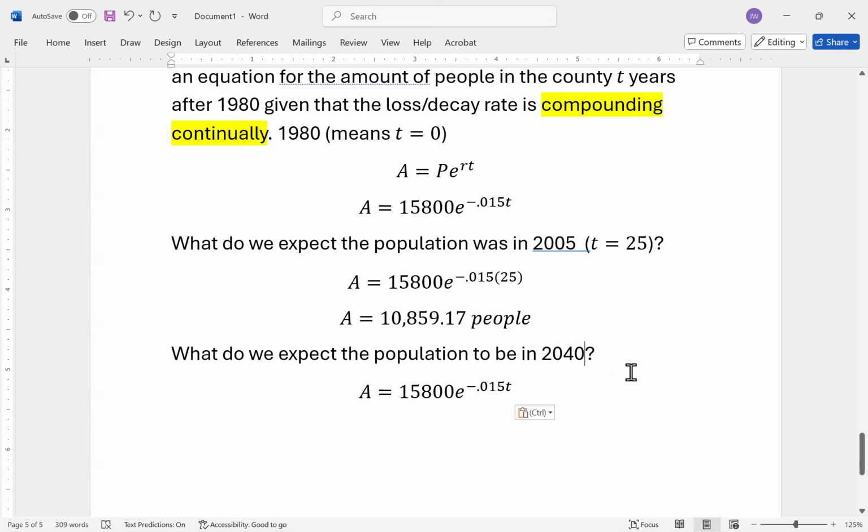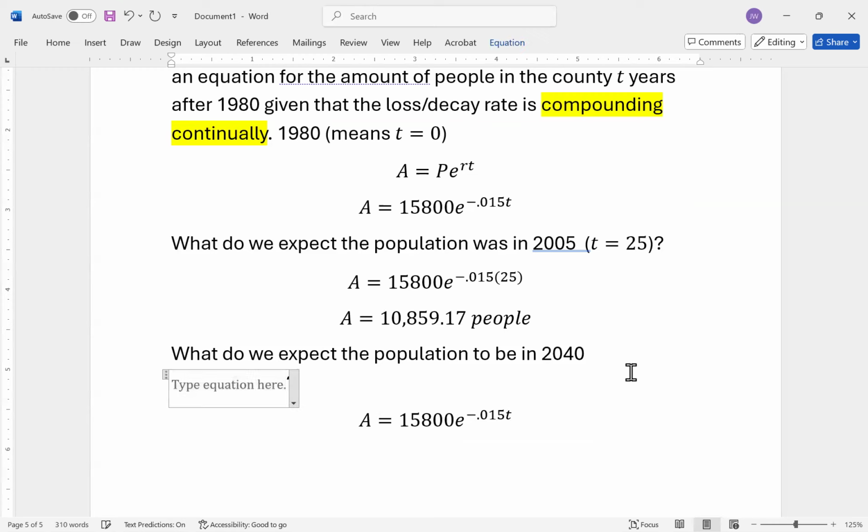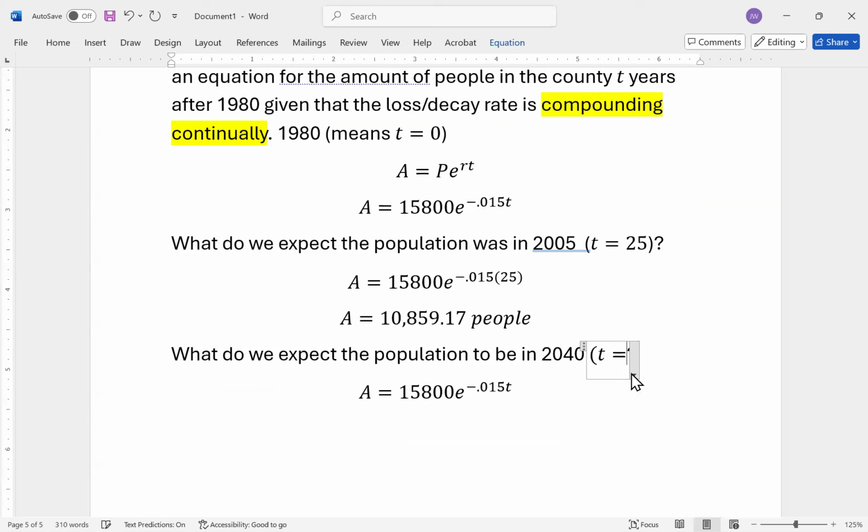How about 2040? Well, 2040 from 1980 is a difference of 60. 2040 to 1980 or 1980 to 2040, that's 60 years past 1980. And if you do those calculations, you'll get 6,423.80 people.